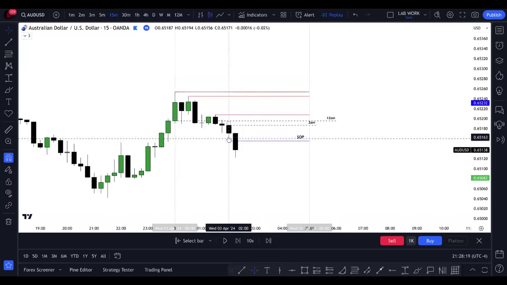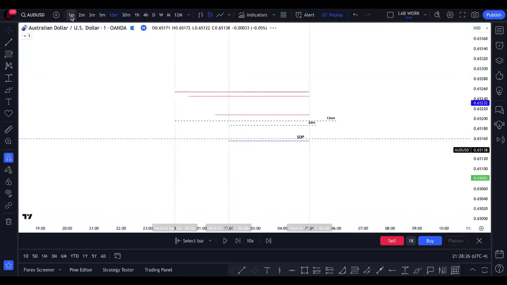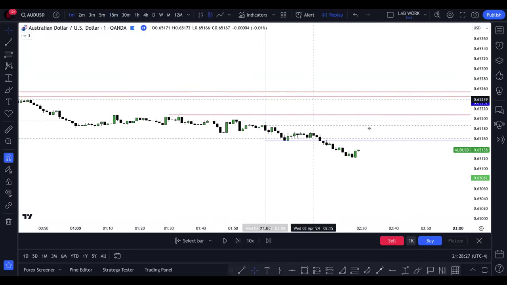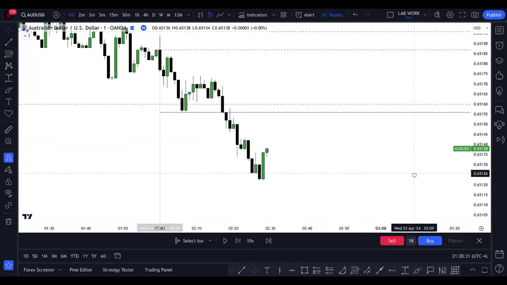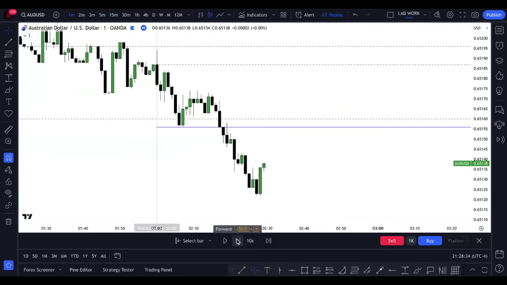We just raided our sell side liquidity pool that we framed. We talked about why we picked this low. We talked about it. 1 minute time frame here. I'm going to look for a swing high to be broken with a fair value gap. And that fair value gap has to be inside that swing point too.